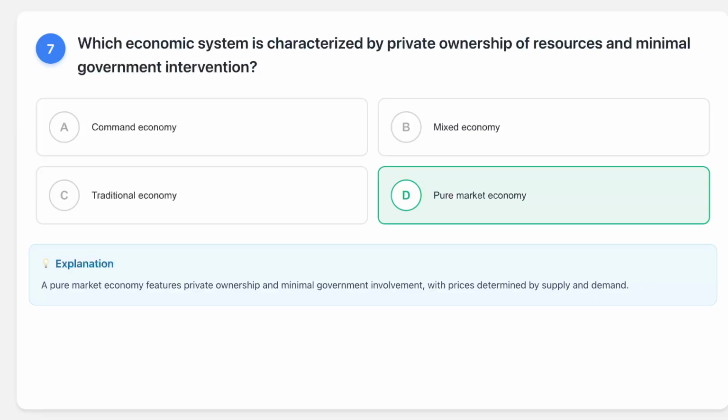Explanation. A pure market economy features private ownership and minimal government involvement, with prices determined by supply and demand.